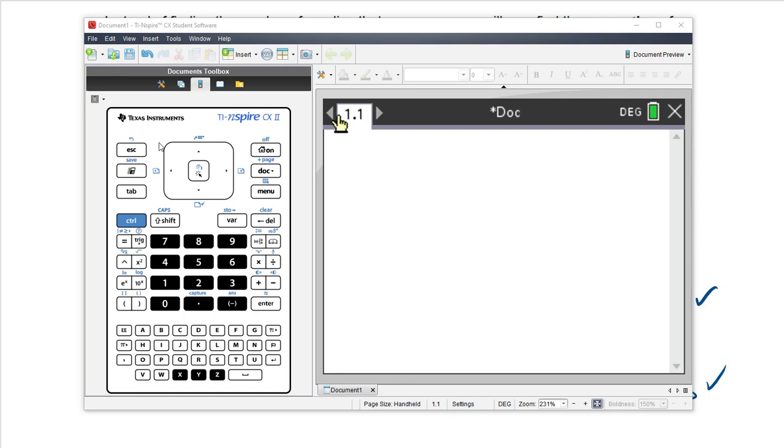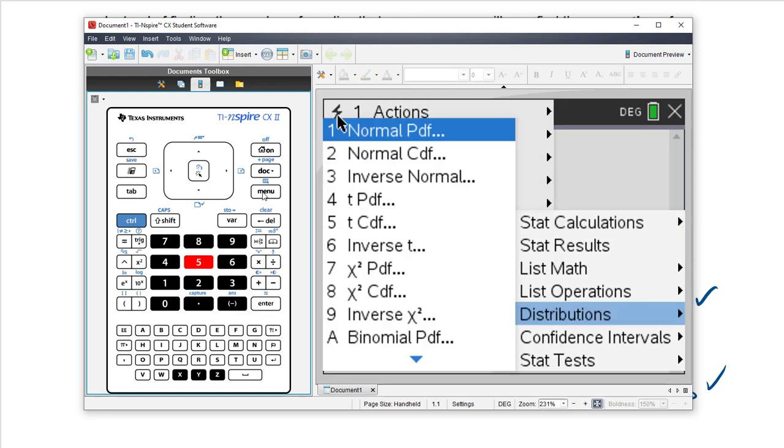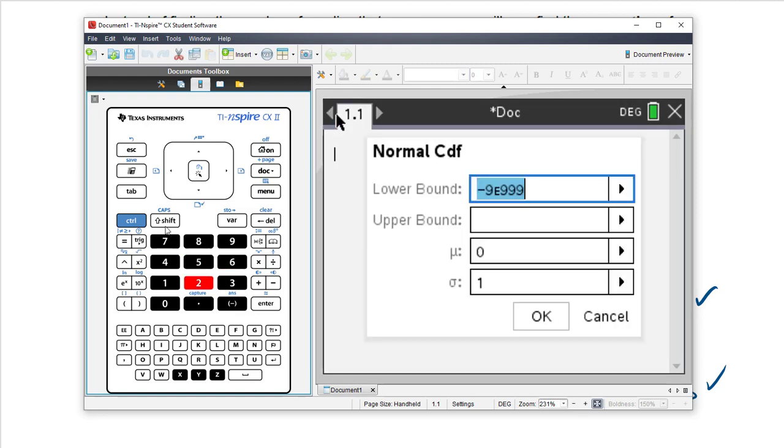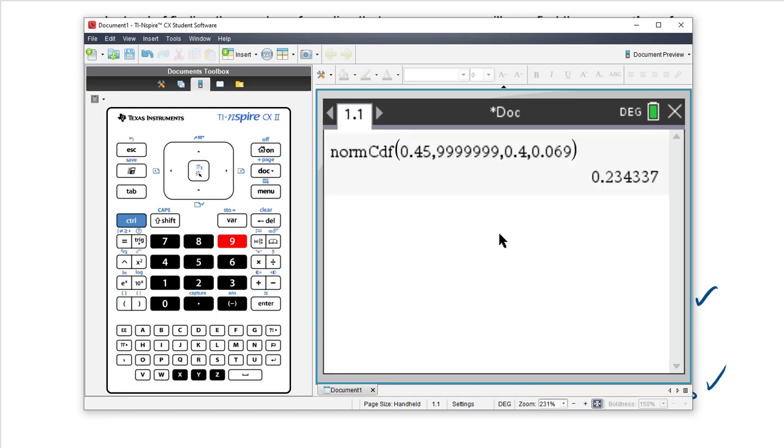Now if you have an Nspire, again, you can do it either way. We'll go ahead and do it with the actual numbers first. We're going to say menu 6, 5 for distributions, 2 for normal CDF. Our lower bound was 0.45. Our upper bound is positive infinity, a big number, so just a bunch of 9s is fine. Our mean was 0.4, and standard deviation was 0.069. Now we hit enter a couple times. As you can see, we got the same answer, 0.2343.